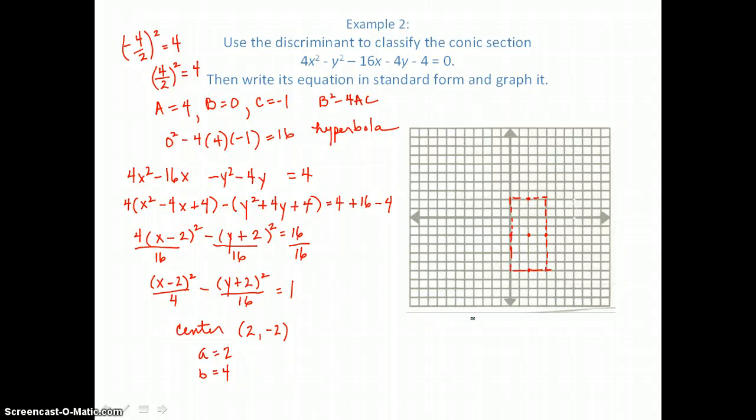Now when we draw those asymptotes, they go through the corners of the box and through the center of the hyperbola. So now I'll draw the branches going through the vertices, left and right of the center, and following the asymptotes as closely as I can without touching the asymptotes or crossing them.